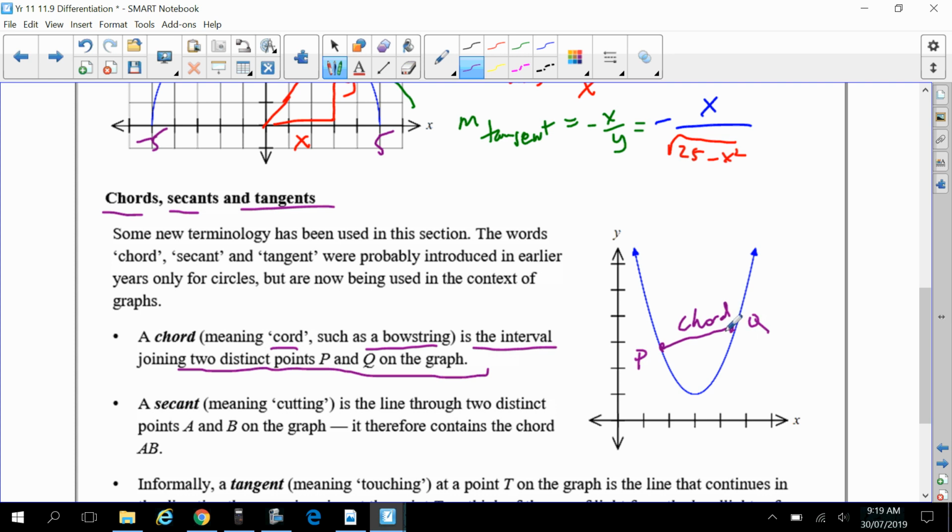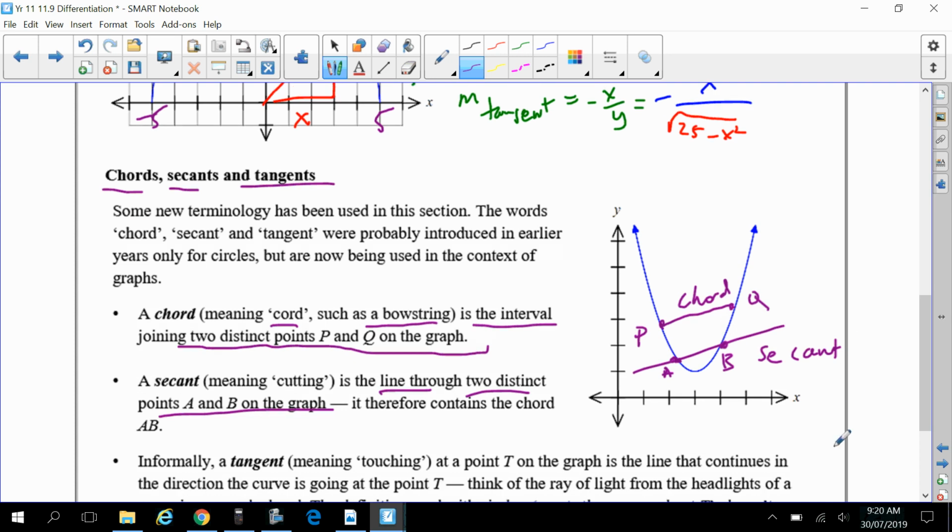How about secant? A secant is a line, not an interval, through two distinct points, like that. People say they are different things. That's a chord, that's a secant. They actually are a little bit different. And informally, a tangent, meaning touching a point T on the graph, is the line that continues in the direction the curve is going at the point T. Think of the ray of light from the headlights of a car going around a bend. The definition used with circles, meets the curve only at T, doesn't work for graphs, because the curve may twist around.